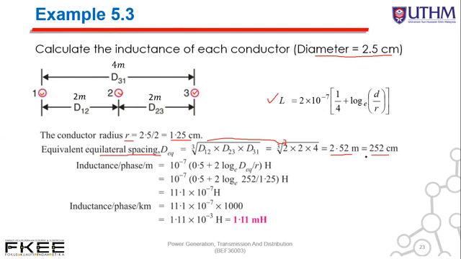Then we put the value into the equation: 252 and 1.25 is the radius. And finally we got 11.1 times 10 to the power of -7 Henry, or 1.11 millihenry. That is the inductance per phase per kilometer.